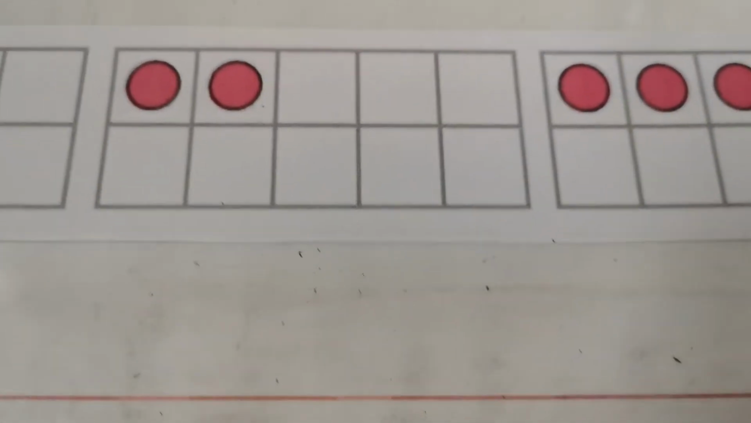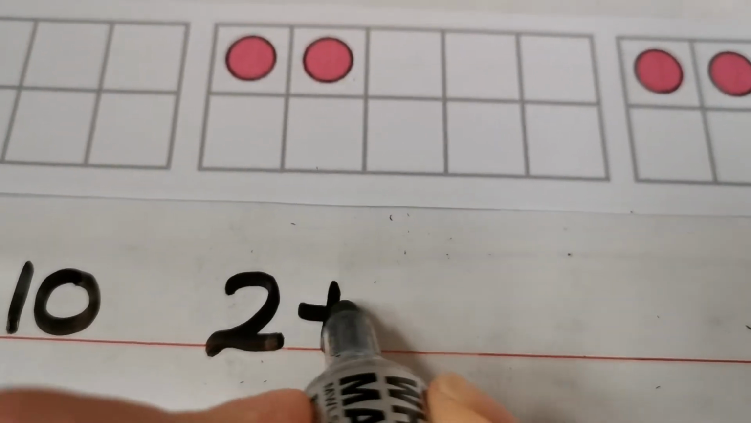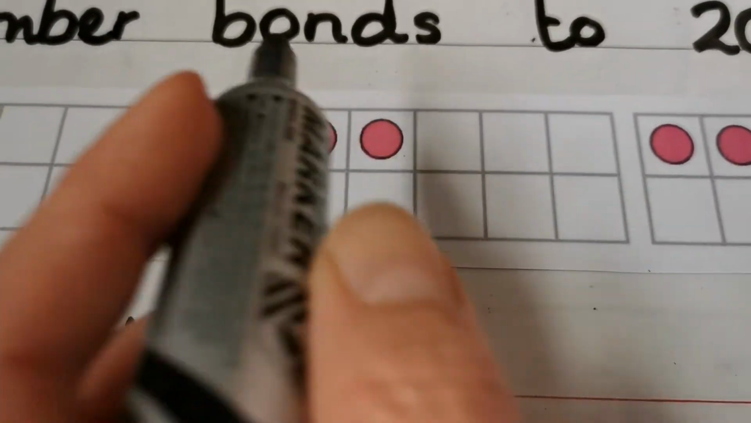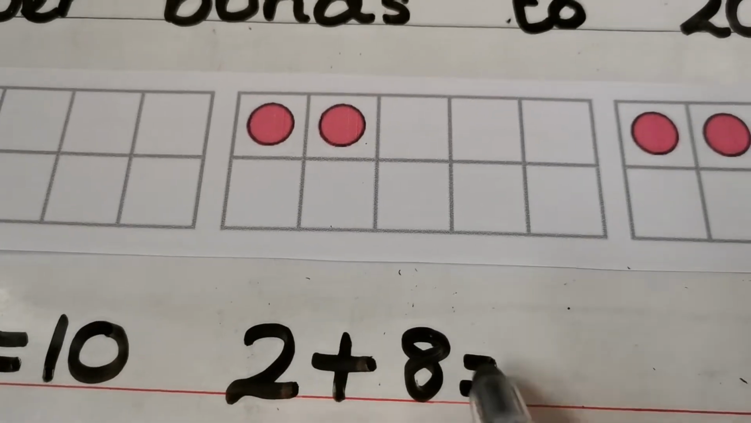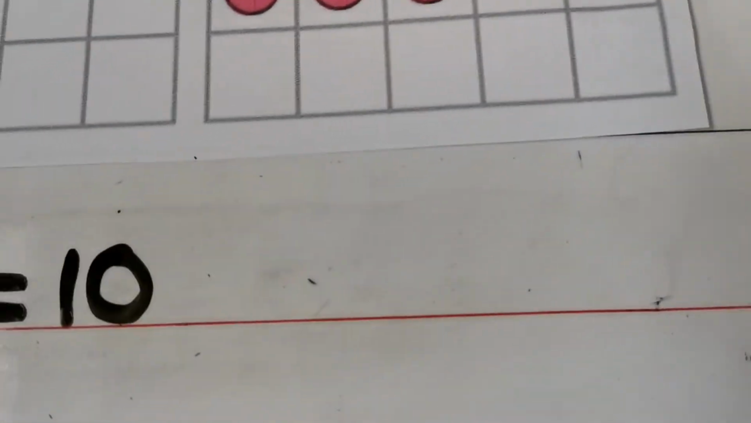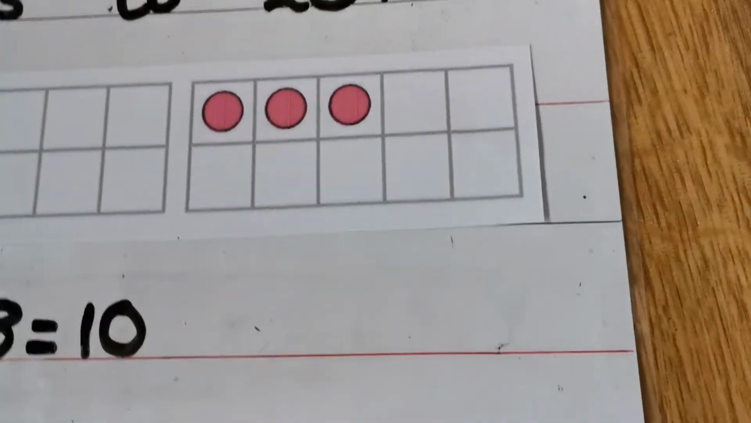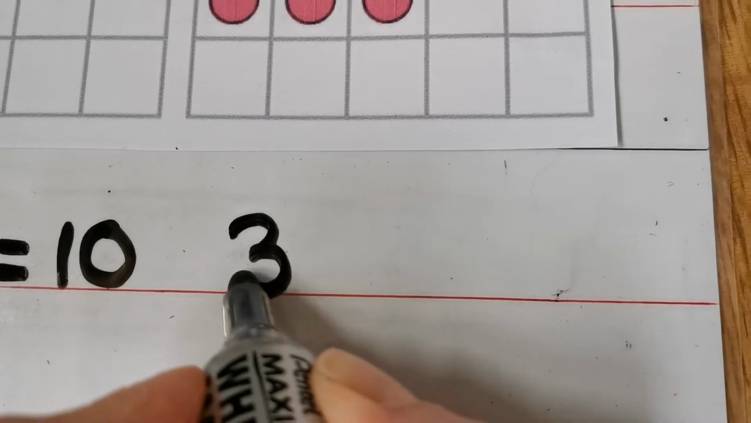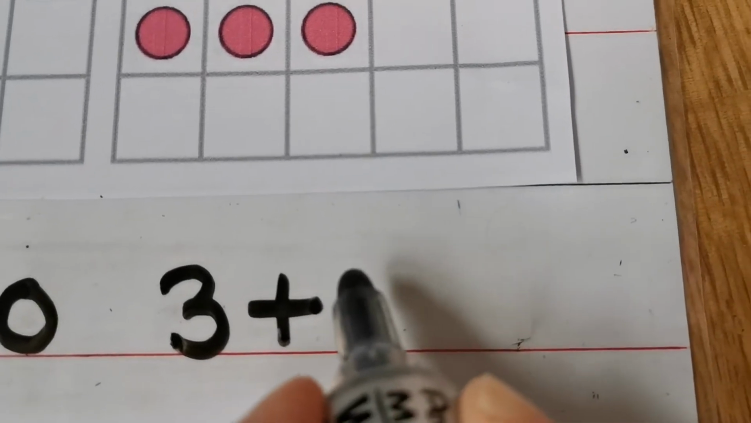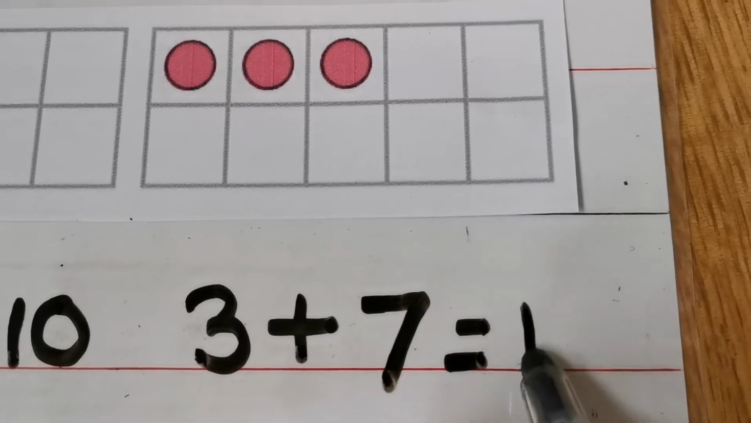Let's have a look at the next one. This time we've got two counters on the tens frame. So 2 add, what number do we need? What's the missing number to make 10? There are 8 blank squares because 2 add 8 equals 10. You should know that. The next one, we're working systematically, which means we're going in order. 1, then 2, then 3. So 3 on the tens frame. I've got counters on. How many have not got counters on? How many are blank? 3 add what makes 10? That's right, it's 7. 3 add 7 equals 10.